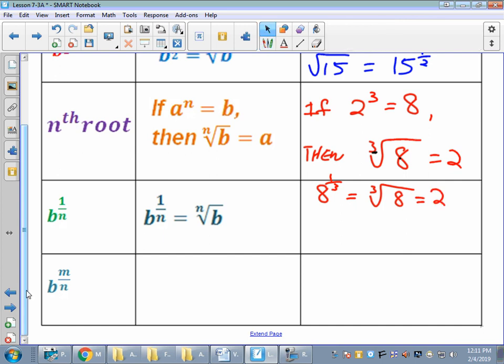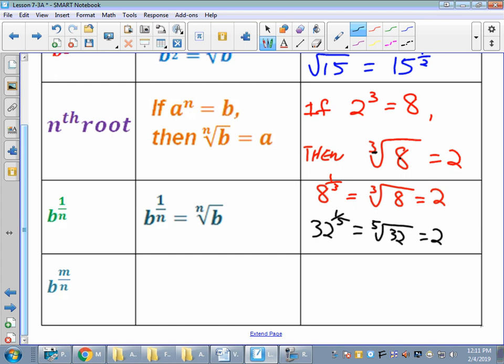And the other way to write that would be if we said, let's do 32 to the 1/5 power. Okay, well, we're going to take this 5 and put that in the radical. The 5th root of 32 equals 2. Because if I were to multiply 2 by itself 5 times, 2 times 2 times 2 times 2 times 2, I would get 32.